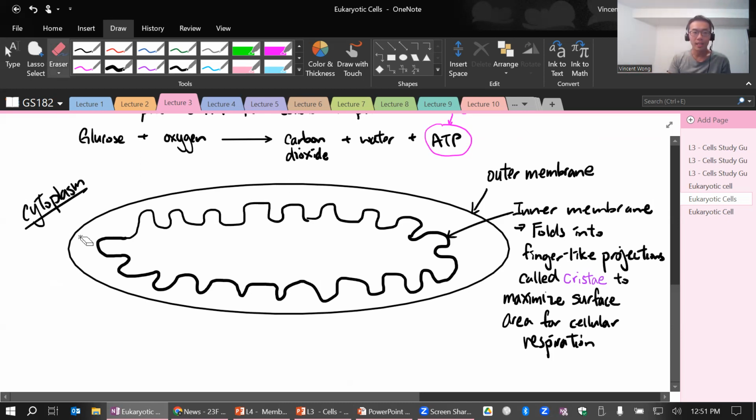Now, there is a little bit of a space between the outer and the inner membrane. That is called the intermembrane space. Okay, we'll learn what that does later on. And the innermost region is called the matrix. Okay. So again, the mitochondria is the powerhouse. It will allow this reaction to basically take place, and then it will start to pump out lots and lots of ATP.